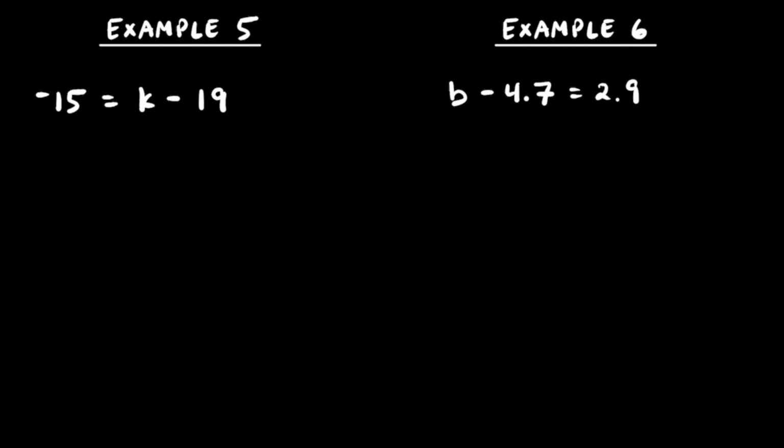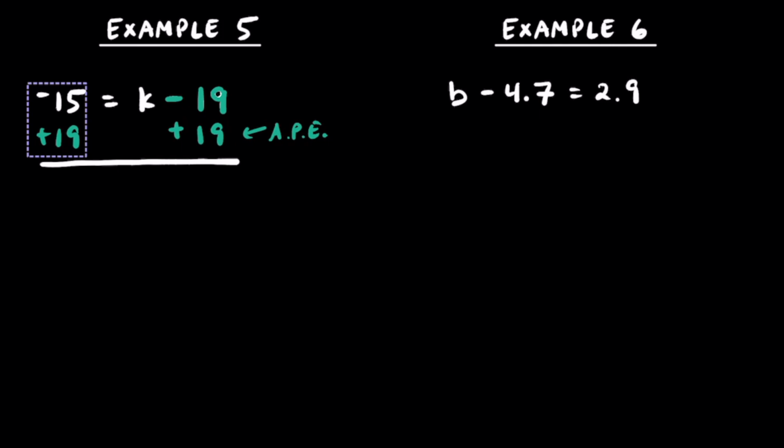For example 5, let's solve the equation negative 15 is equal to k minus 19. To solve for k, notice how we have this minus 19 on the same side of it. And to get rid of it, we're going to use the opposite, which is going to be a positive 19. So let's add 19 to both sides of the equation. When we do this, we're really using the addition property of equality. We're adding something to both sides of the equation.